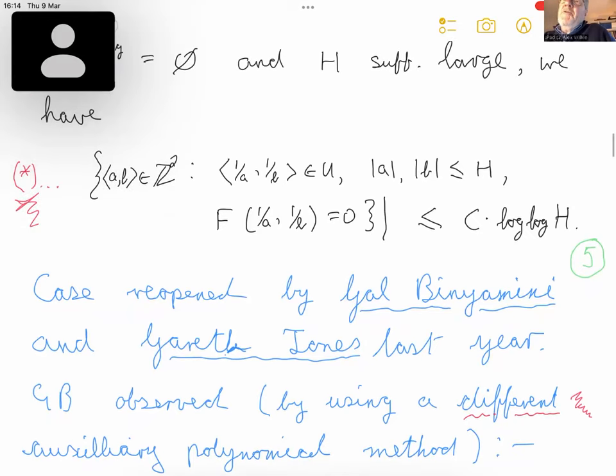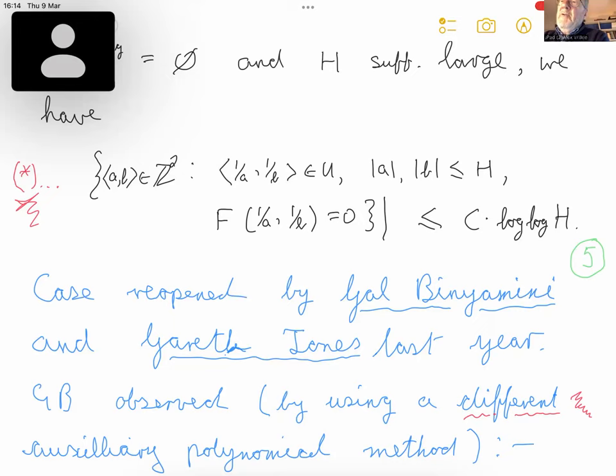First of all, a word about the proof of this. The proof uses auxiliary polynomials, as in usual transcendence proofs, where you convert information about a function taking a large number of rational values for rational arguments into another function that has a large number of zeros at those points. And then you can construct a polynomial involving the functions, and this is called an auxiliary polynomial.